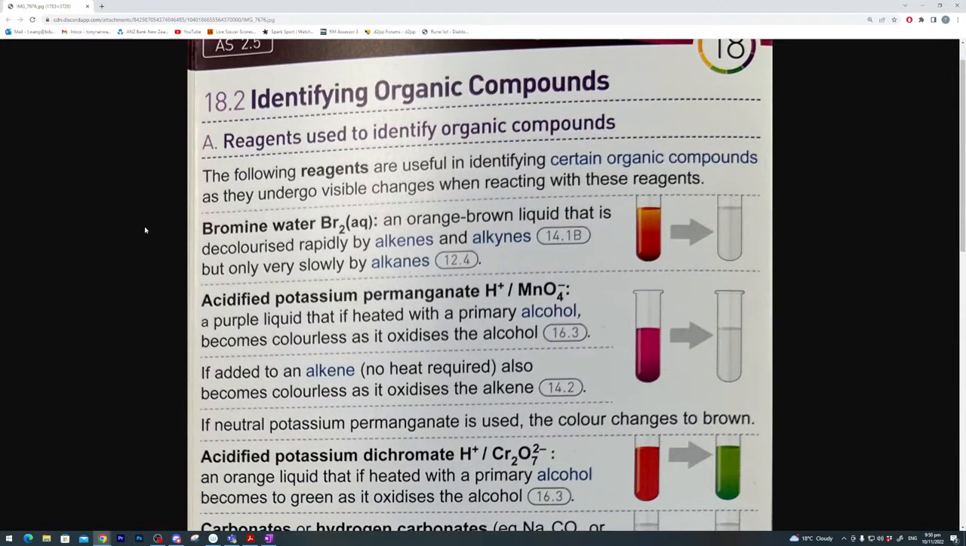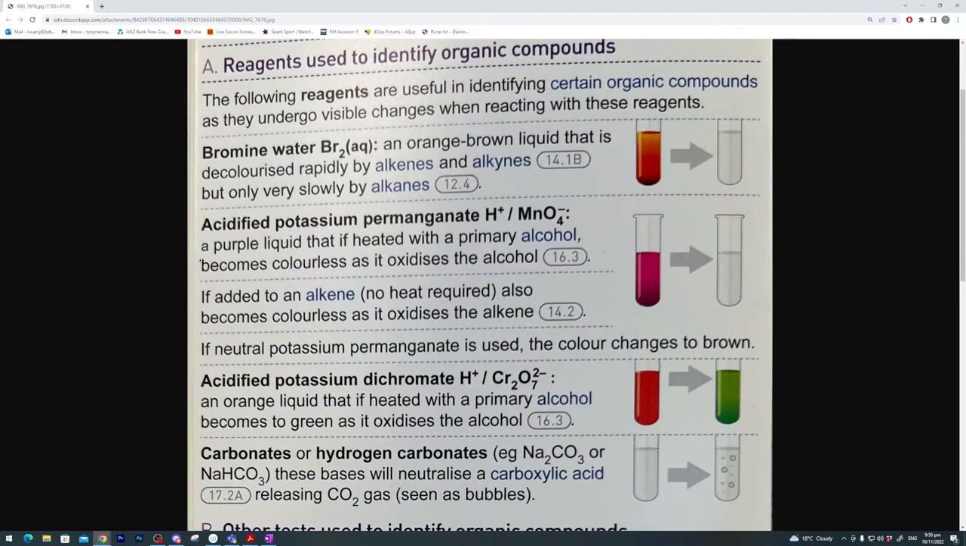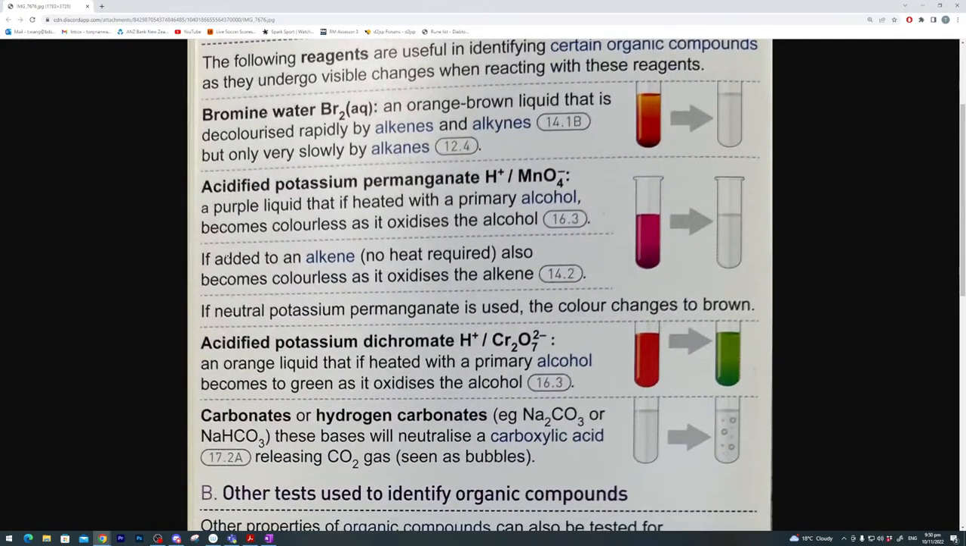Okay, so this is on that Discord, this is that page. I think this perfectly summarizes everything that I would like to do. You can summarize it like this. You've got bromine water here. Bromine water separates alkanes from alkenes. Alkanes go from orange to colourless very slowly, but with alkenes, it goes from orange to colourless very quickly. Acidified permanganate, you do that with primary alcohol. Dichromate, you do that with primary alcohol. One goes from purple to colourless, one goes from orange to green.